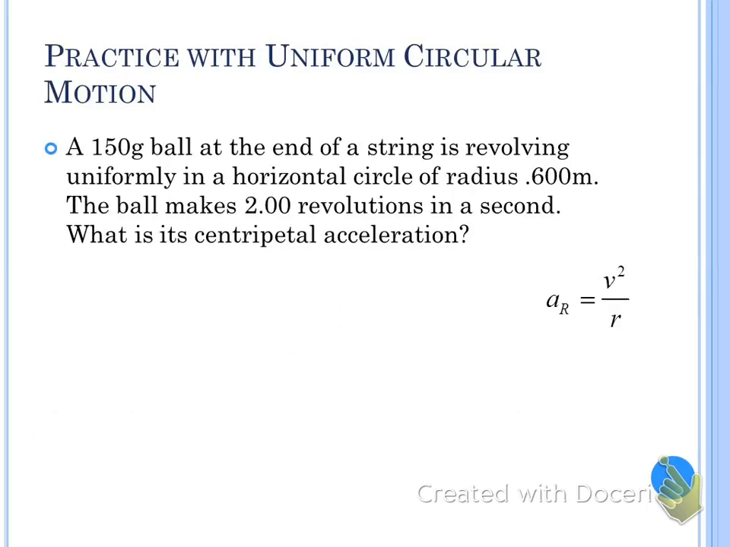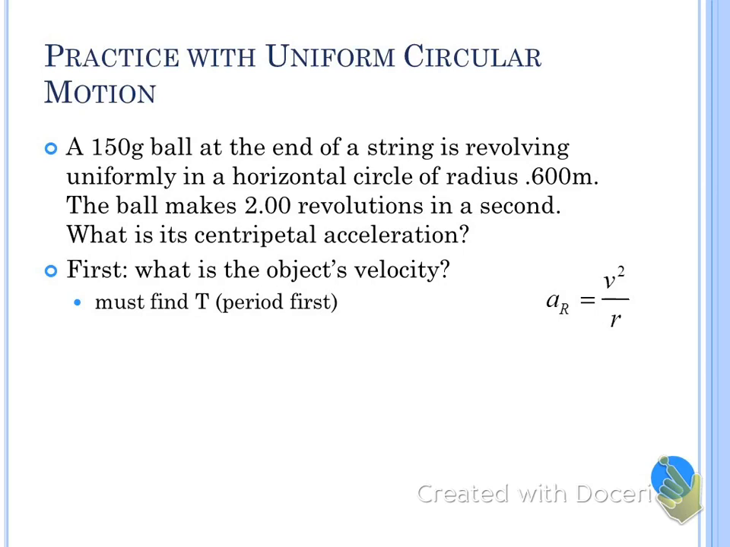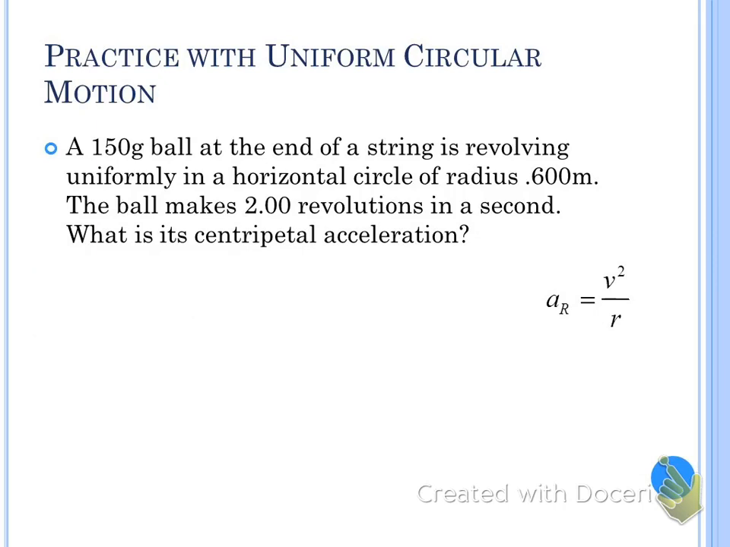All right, let's try some practice here. A 150-gram ball at the end of a string is revolving in a horizontal circle of radius 0.6 meters. It makes 2 revolutions in a second. What's its centripetal acceleration? Here's a couple things that we're going to have to work through. First we're going to find the velocity and then solve for our centripetal acceleration. So let's start listing what we have here. Does mass go into any of our equations? No, so we really don't care. Radius is equal to 0.6.